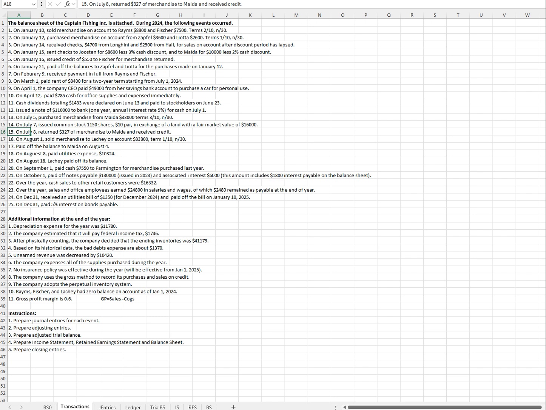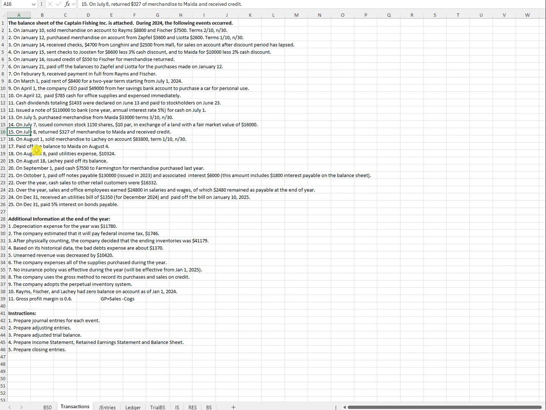Number 15, that's a regular transaction. Returned merchandise to seller. So if we return merchandise to seller, it's going to reduce our accounts payable and also reduce our inventory for this amount. So that's easy to record. Number 16, right? Sold merchandise again, so that's a regular sale.